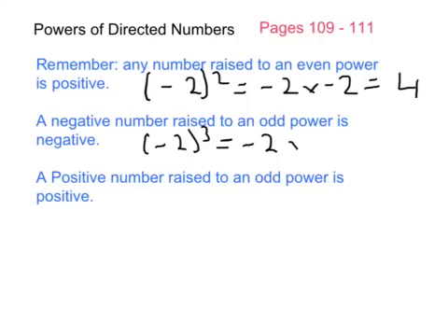Okay? A negative number raised to an odd power is negative. So let's take negative 2 to the power of 3. As I was explaining in class, what you do is you count up the number of negative signs. In this case it's 3, and if it's an odd number, so 3 is an odd number, 1, 2, 3, then your answer is going to be negative. So our answer here is 2 times 2 is 4, 4 times 2 is 8, my answer is negative 8.